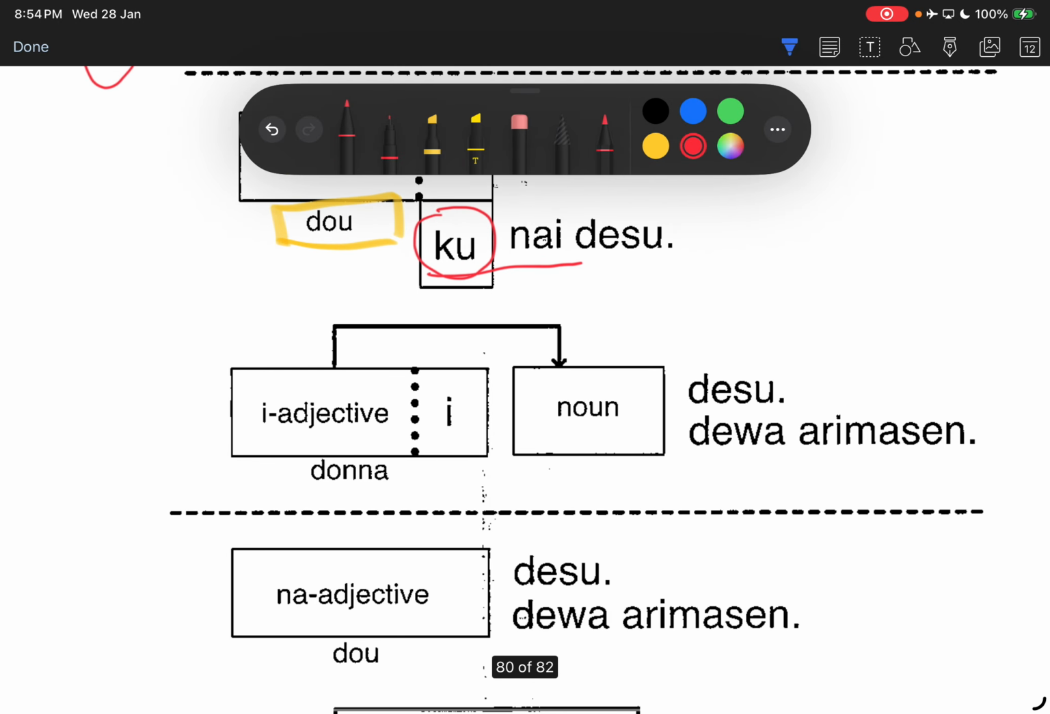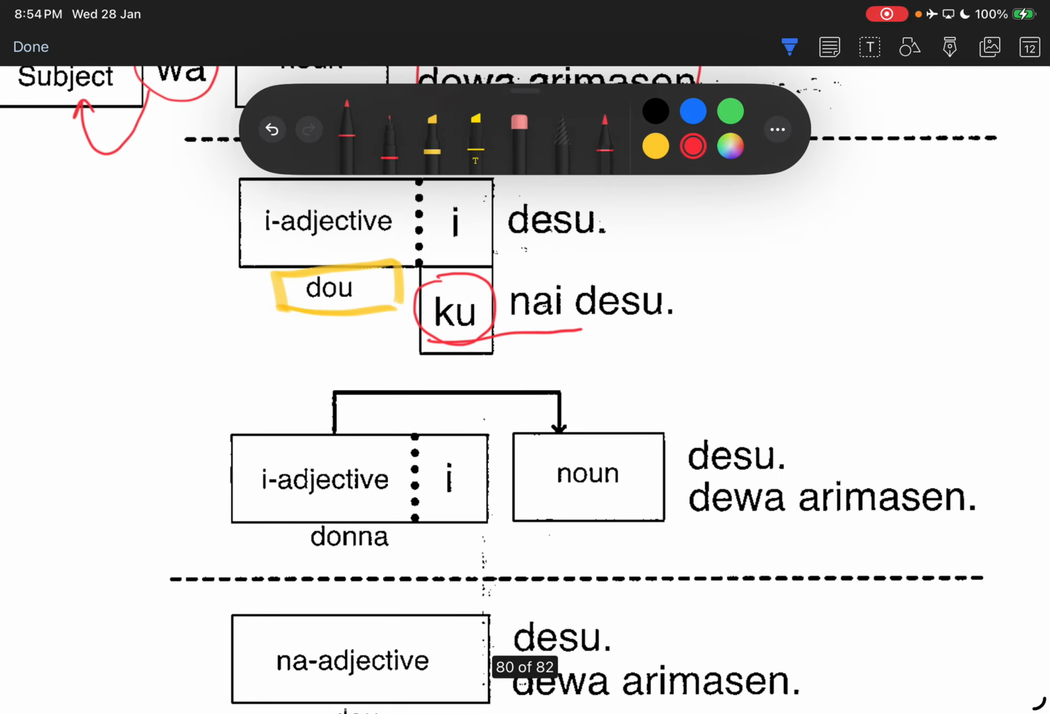Okay, next we have i adjective. Now we put it in front of the noun. When we put it in front of the noun, nothing changes. We still say atsui tenki. Tenki is weather. So atsui tenki desu. Right? So hot weather desu. So normal. We don't need to change anything.